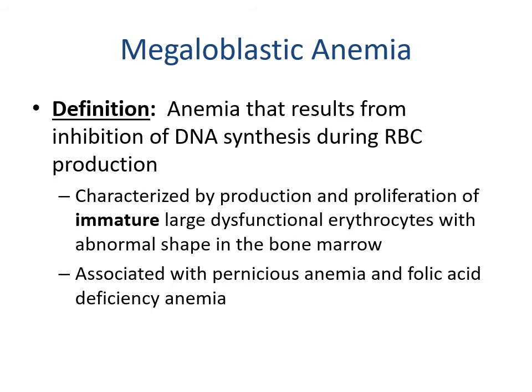Next, we'll take a look at megaloblastic anemia. This is an anemia that results from the inhibition of DNA synthesis during red blood cell production. This is characterized by the production and proliferation of immature, large, dysfunctional erythrocytes with an abnormal shape in the bone marrow. So again, these large abnormal cells are known as megaloblasts. And this is associated with pernicious anemia and folic acid deficiency anemia.